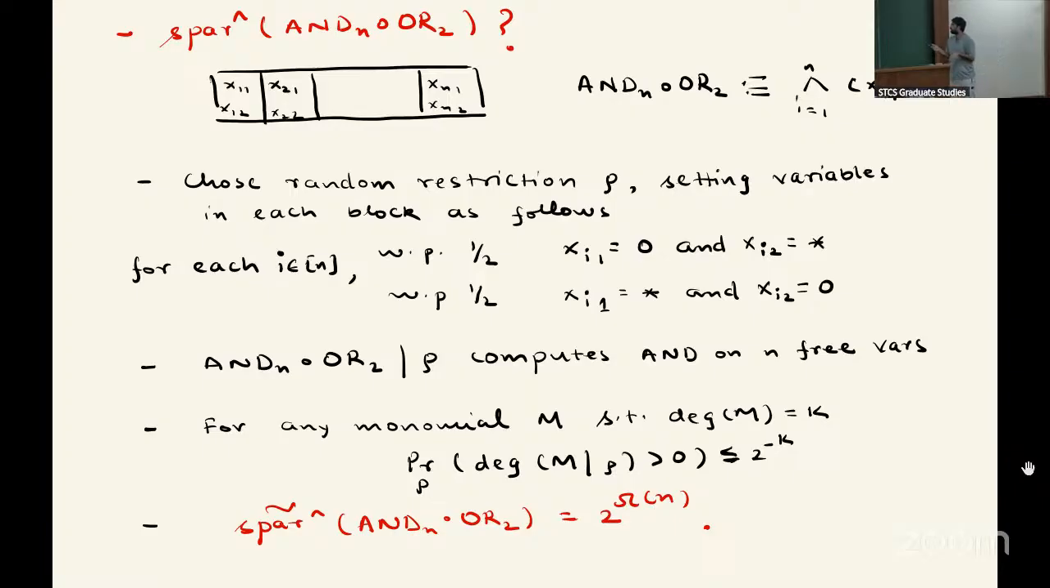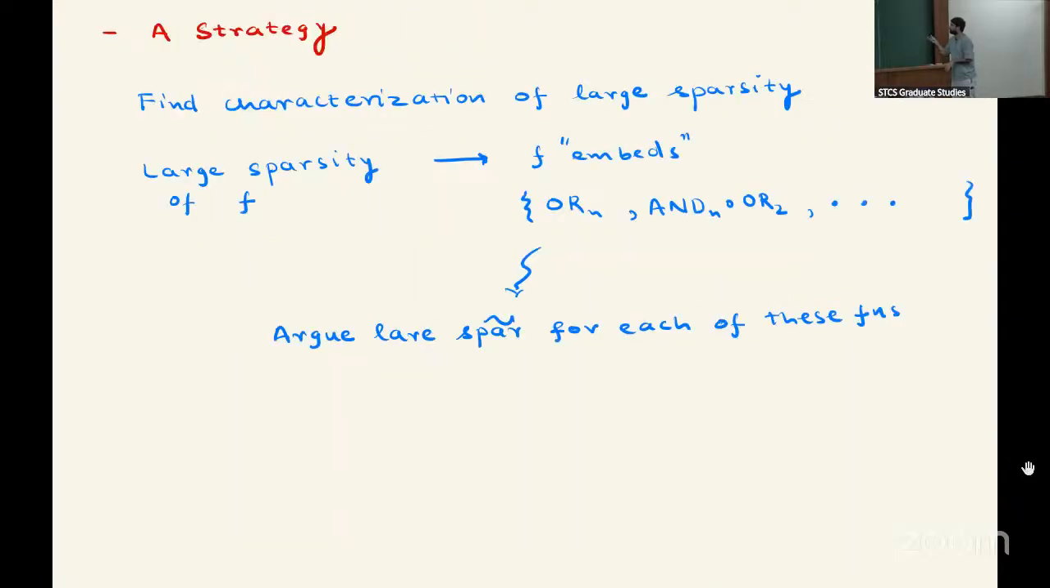But what we are trying to do is, we are trying to say that whenever sparsity is large, approximate sparsity will be large. We just know sparsity is large. We don't know any other structural information about the function. We just have to find out some structural information and then use that to prove approximate sparsity.